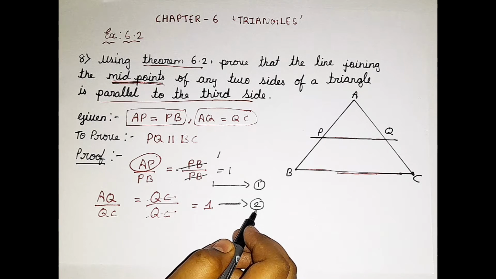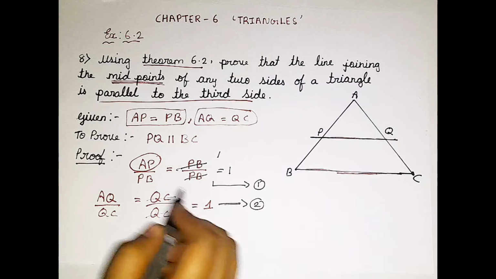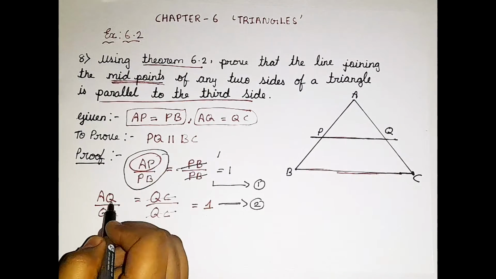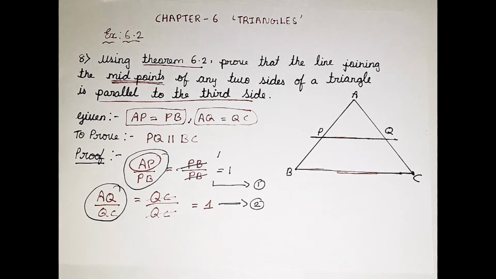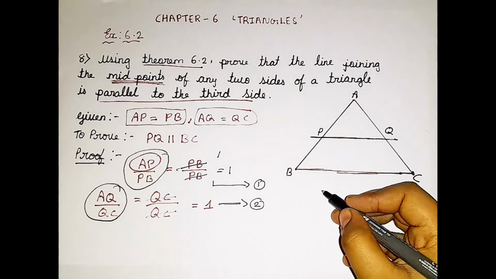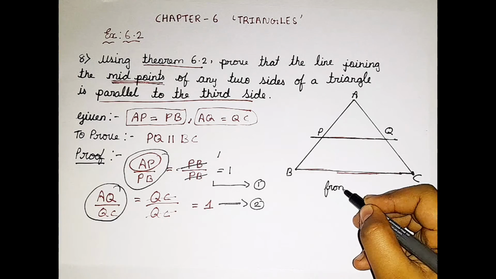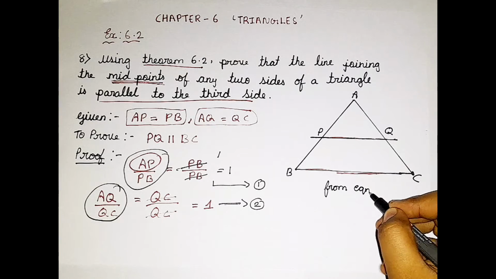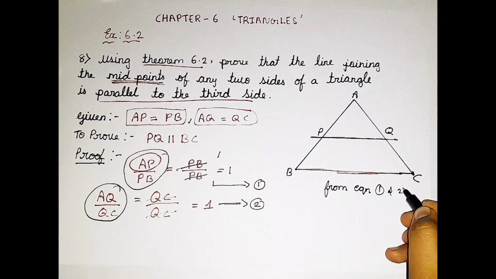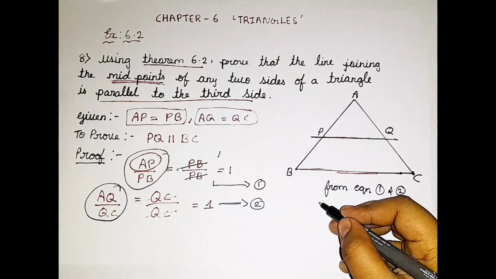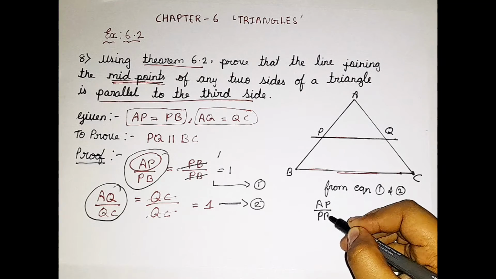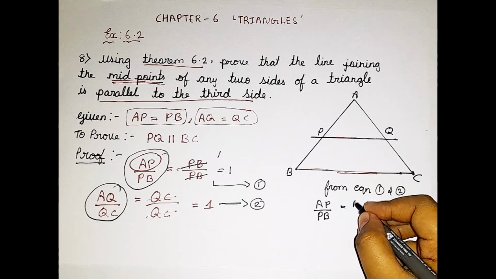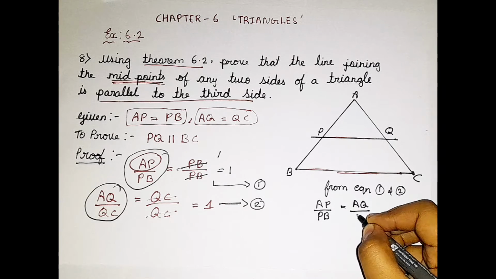So what are the things left out in equation number 1 and 2? We have this one in equation number 1 and this one in equation number 2. We didn't use these, am I right? So we can take these 2 values. From equation number 1 and 2, AP by PB is equal to AQ by QC.